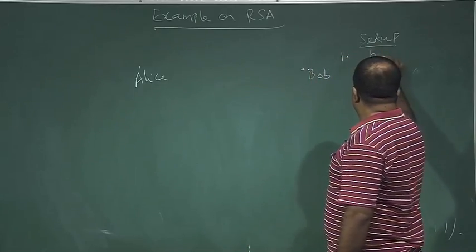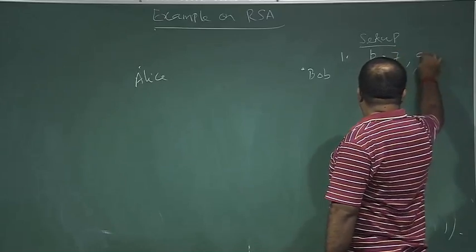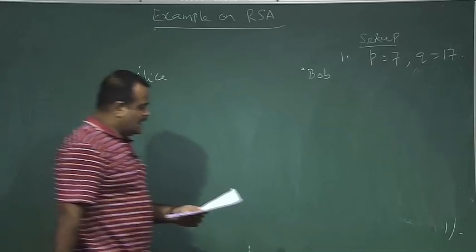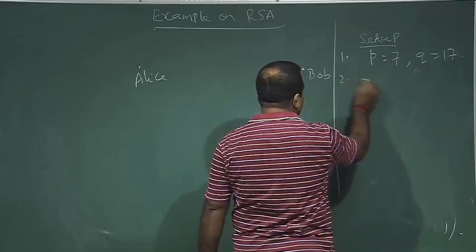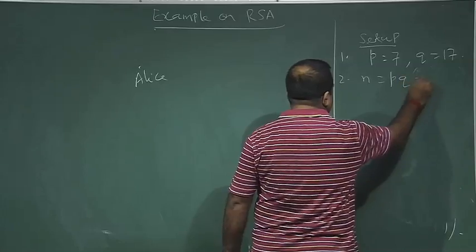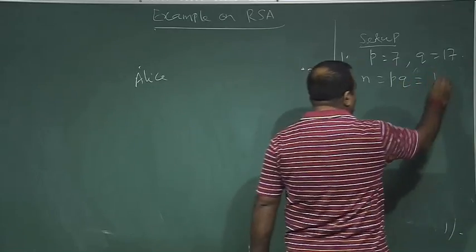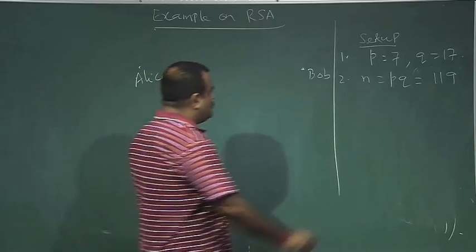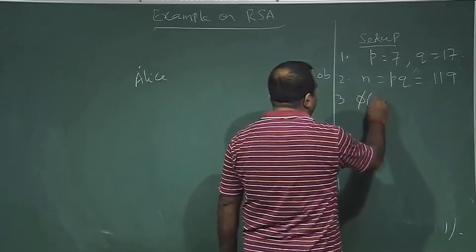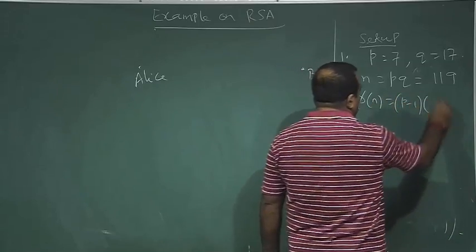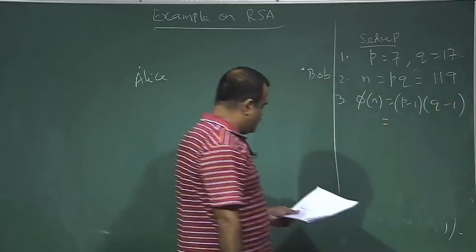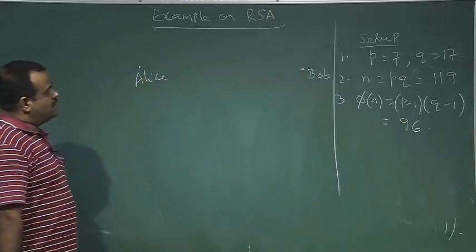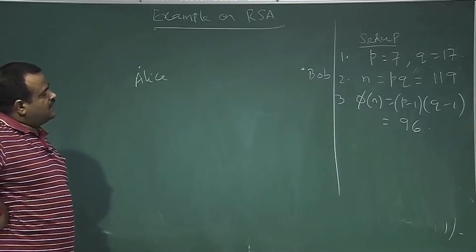So Bob has to choose the primes. Suppose Bob is choosing 2 prime numbers, p is equal to 7 and q is equal to 17. Now Bob is computing n, which is p into q, which is 119. Now Bob calculates Euler's phi function phi n, which is p minus 1 into q minus 1, which is 6 into 16, so 96.